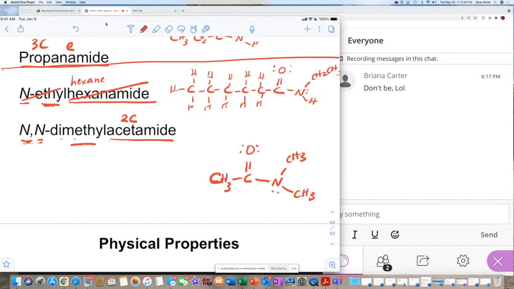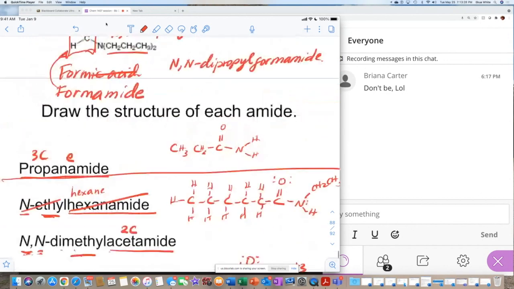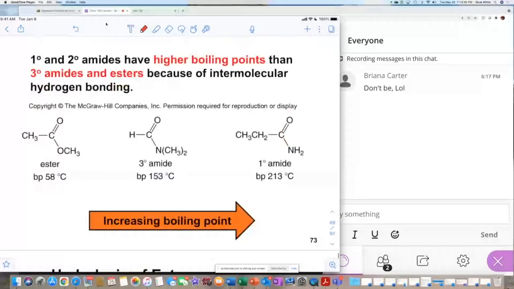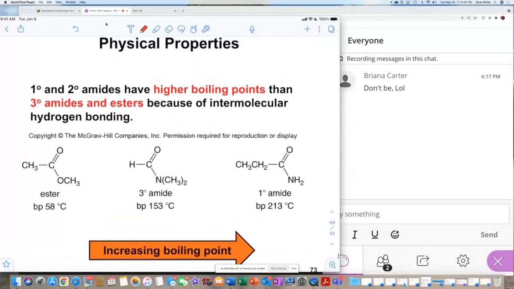That's that. You want to be familiar with these because, as you can see, they're using a little bit of the common language in the systematic nomenclature, so you want to be aware of it because it makes life easier for you. As we're going through these, we're told primary and secondary amides have higher boiling points than tertiary amides and even esters. Why? It all boils down to intermolecular hydrogen bonding. See, ester has a boiling point of 58 degrees Celsius.